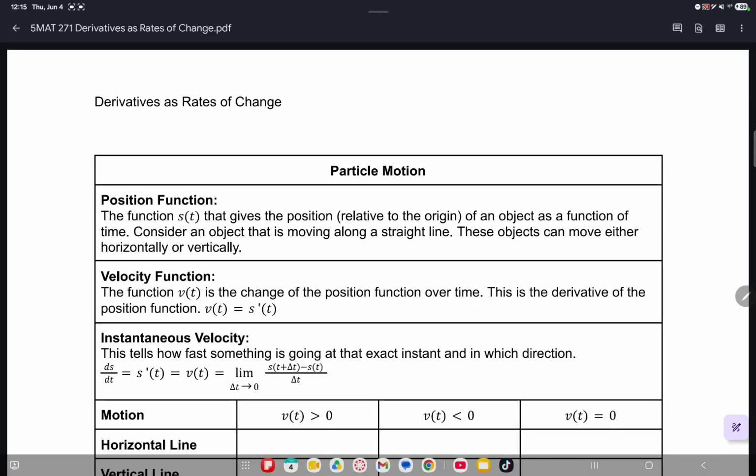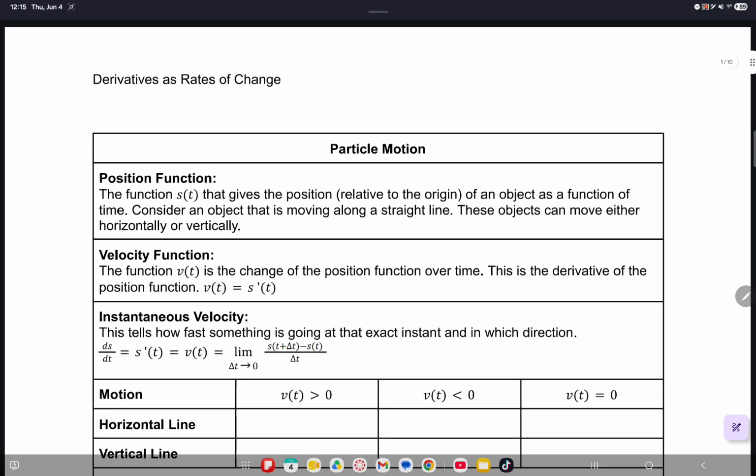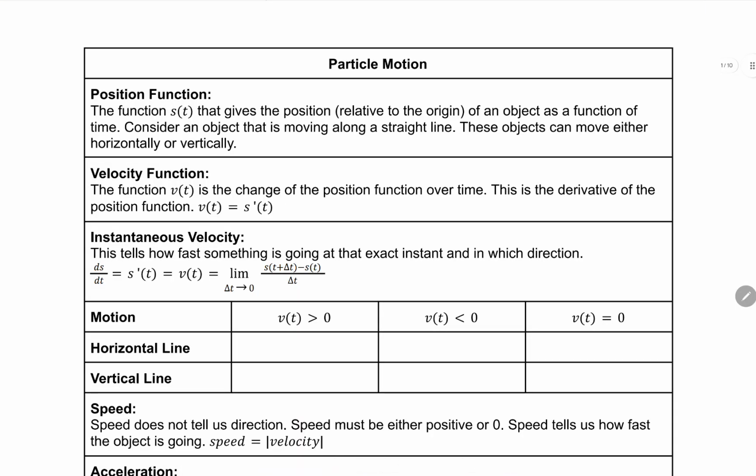All right, so we're going to look a little bit at derivatives as rates of change. So one thing we can look at is particle motion. We have something called the position function, right? It's going to give the position of an object relative to the origin as a function of time. So as time goes on, how is the particle moving, right?